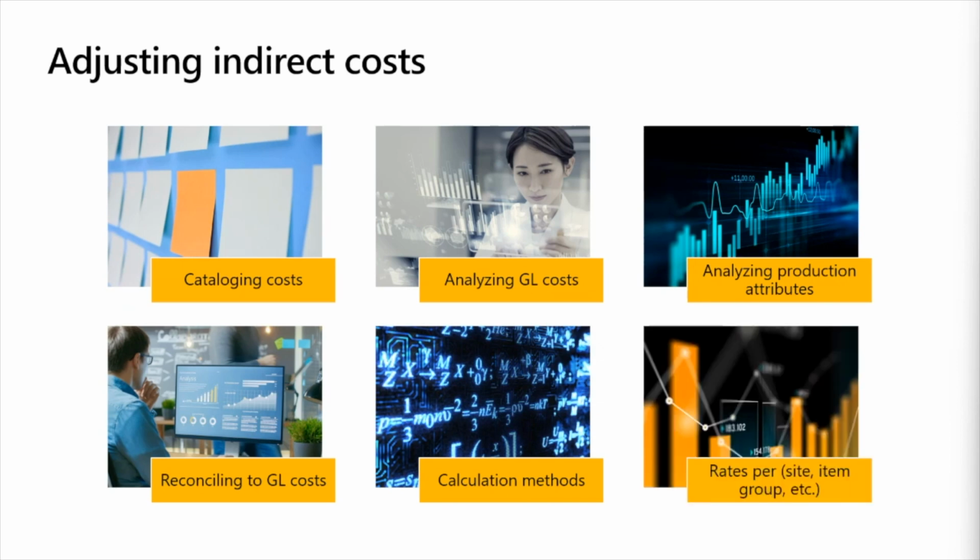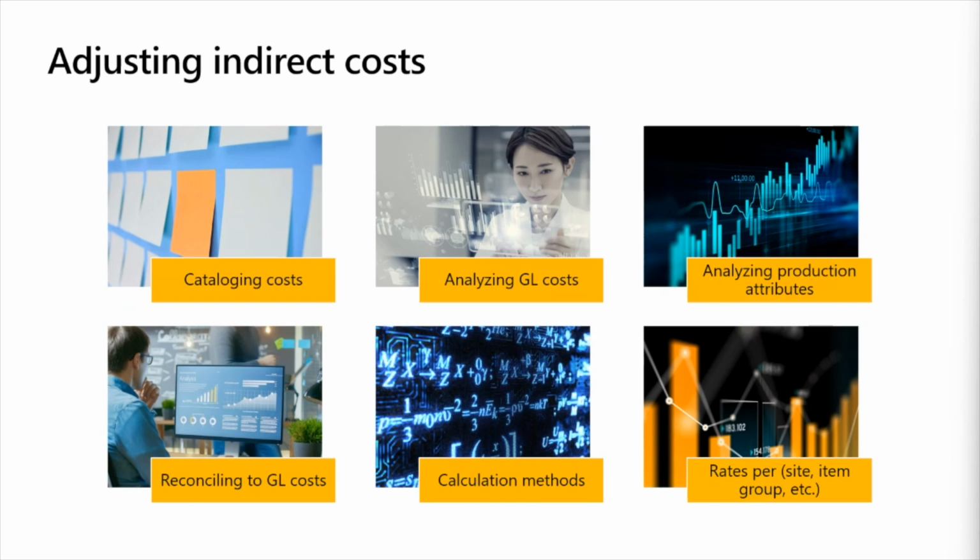You can also have different rates per site, item, or groups of items, depending on the type of indirect cost you're using. Remember that you'll need to periodically reconcile your production attributes against the GL cost to ensure that the amount you're adding up lines up with what's actually being incurred from a cost perspective.